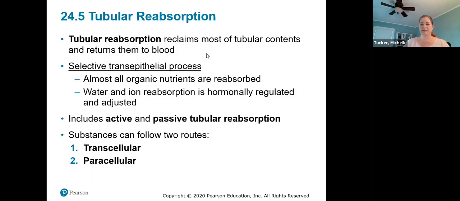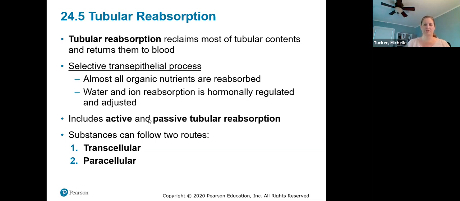So assuming that we have now produced filtrate at the right amount and at the right rate, the next step is tubular reabsorption. If we didn't reabsorb the water and the salt, then we would lose our blood volume in under an hour. So tubular reabsorption is a huge priority.